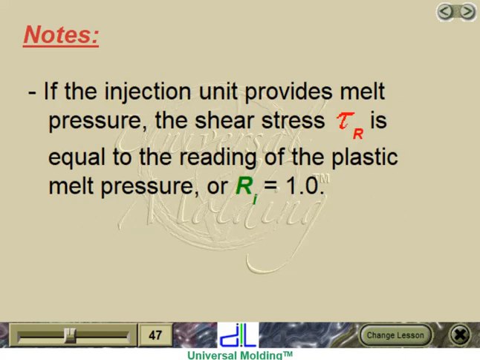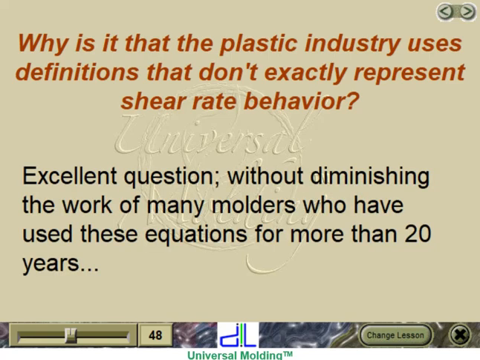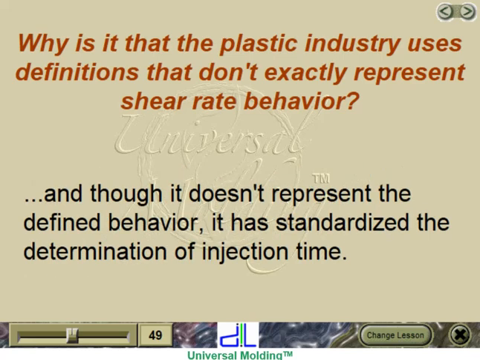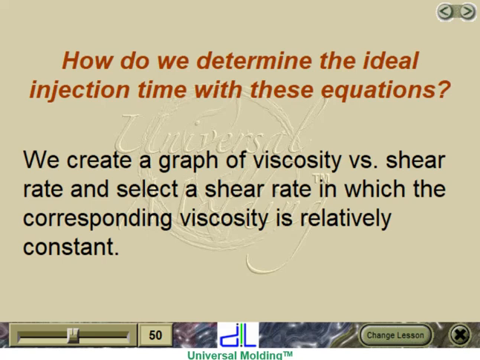If the injection unit provides melt pressure, the shear stress is equal to the reading of the plastic melt pressure, or intensification ratio equals 1.0. Why is it that the plastic industry uses definitions that don't exactly represent shear rate behavior? Excellent question. Without diminishing the work of many molders who have used these equations for more than 20 years, and though it doesn't represent the defined behavior, it has standardized the determination of injection time. How do we determine the ideal injection time with these equations? We create a graph of viscosity versus shear rate and select a shear rate in which the corresponding viscosity is relatively constant.